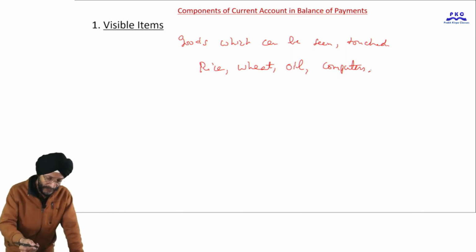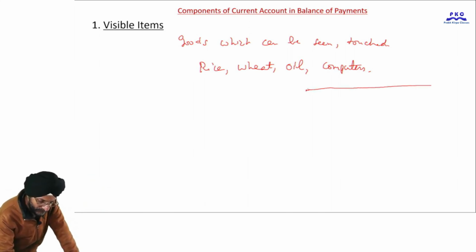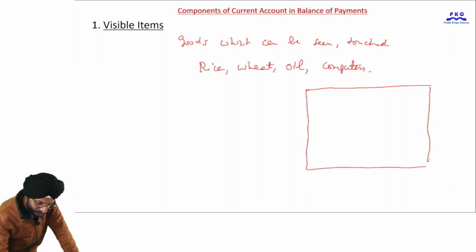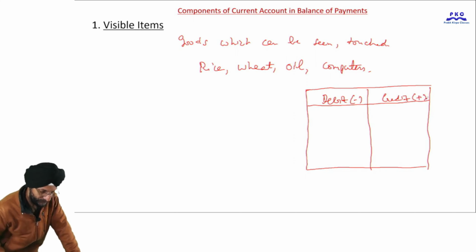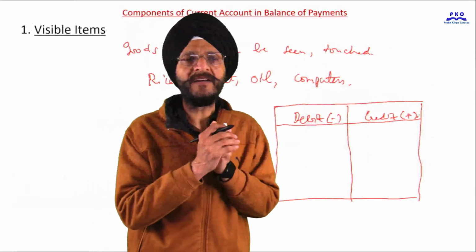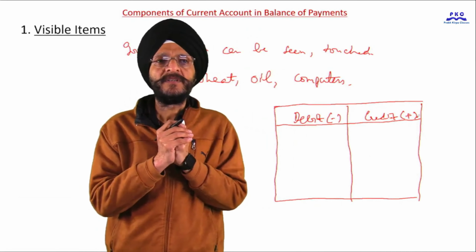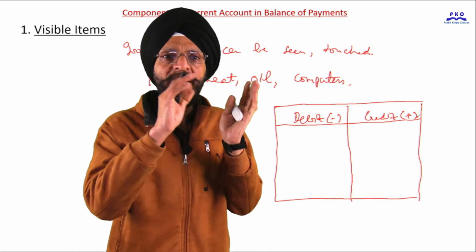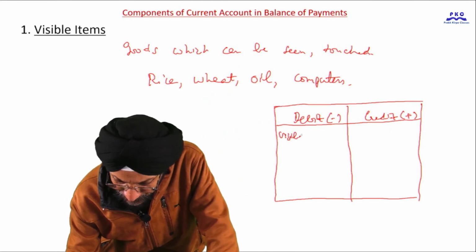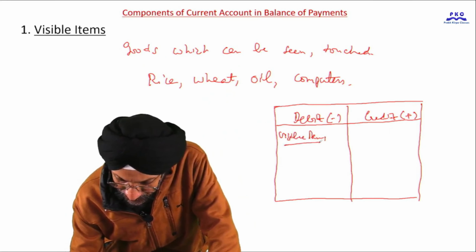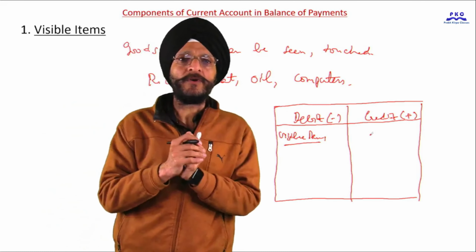Here, as you already know, this is the form of current account. On one side there is debit and on the other side there is credit. Debit is minus and credit is positive. So here under this head, visible items, we record export and import of goods.